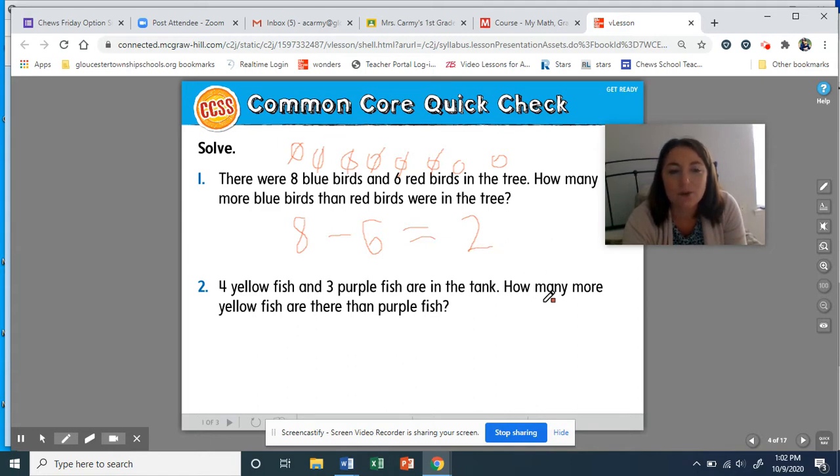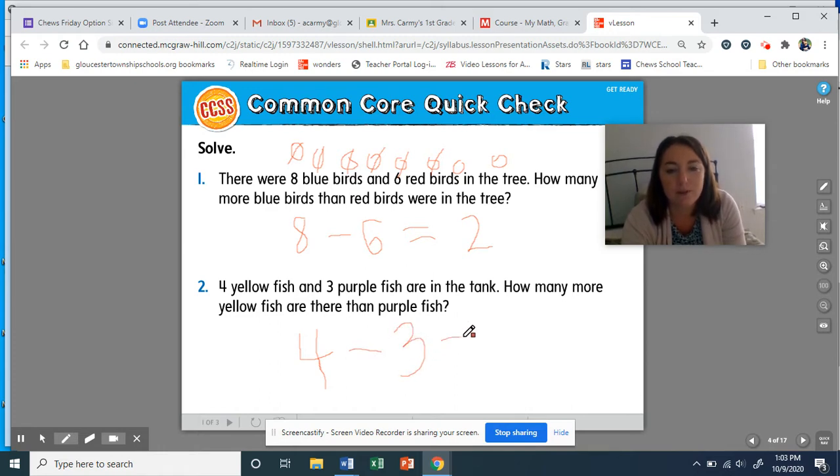Now, there are 4 yellow fish and 3 purple fish in a tank. How many more yellow fish are there than purple fish? Well, boys and girls, we know many more means minus. And when we subtract, we always start with the highest number. So out of my 2 numbers I have here, 4 and 3, 4 is my higher number. So now I have 4 yellow fish, and I have 3 purple fish, so I'm going to go minus 3.